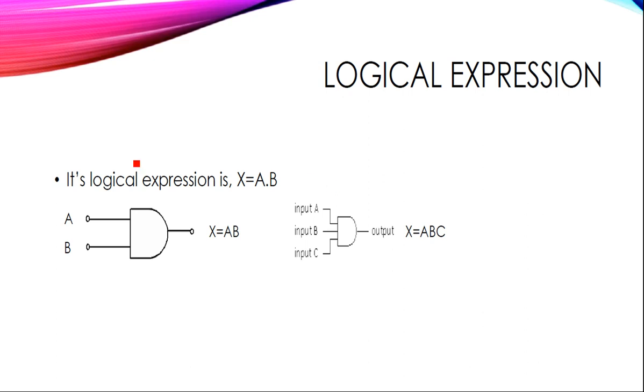And this is the logical expression. Its logical expression is X equals A dot B. Here X is the output, A and B are the inputs. And as I told you, the AND gate can have two or more inputs. So here you can see the three input AND gate. Inputs A, B, C and the output X. So the output expression is X equals A B C.